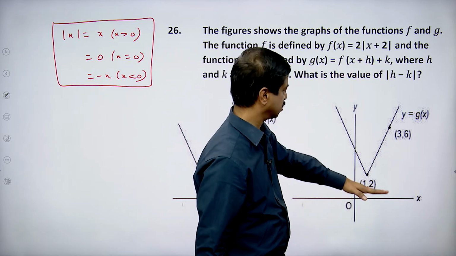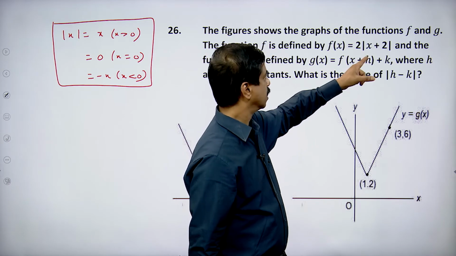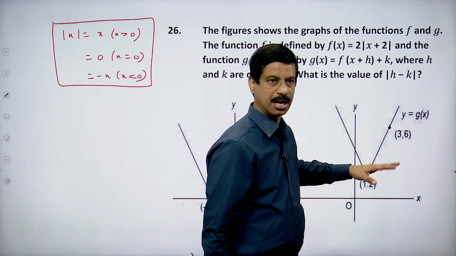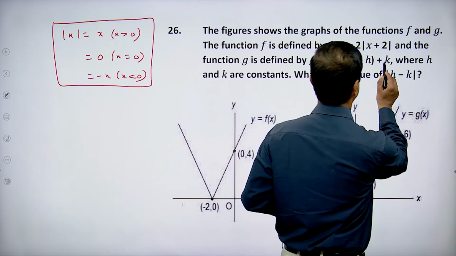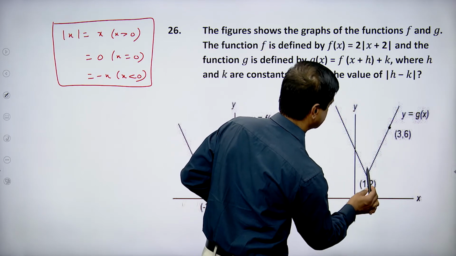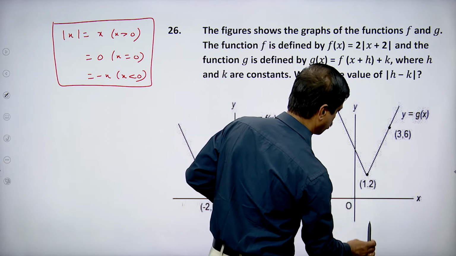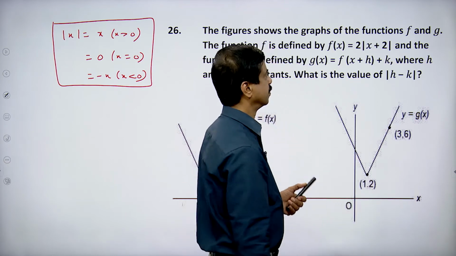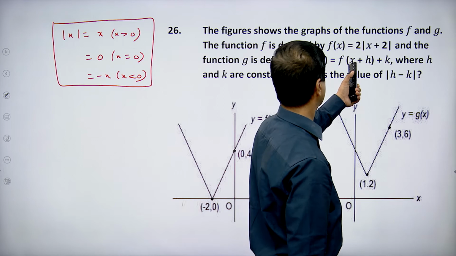Plus means positive, it moves upwards. Minus k, plus k means what? This function moves up by k units. Minus means it moves down by k units, like that. So, what will you be getting for g of x?